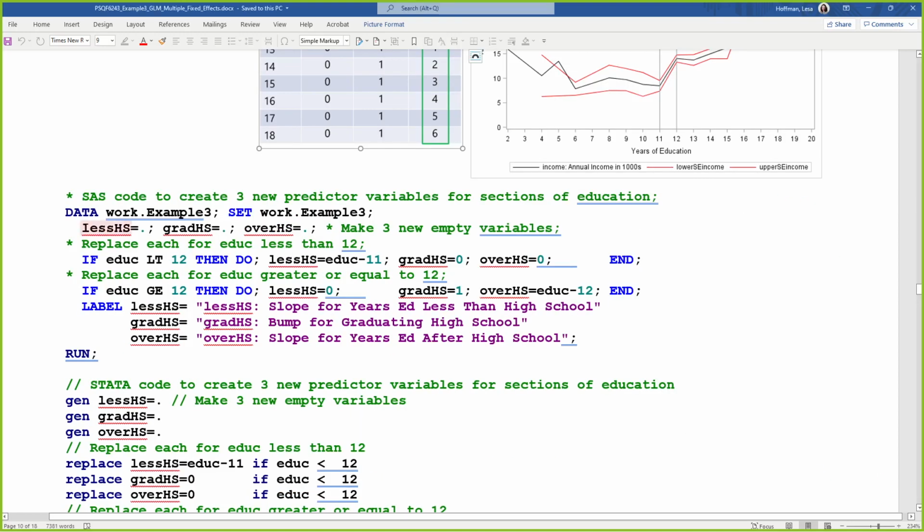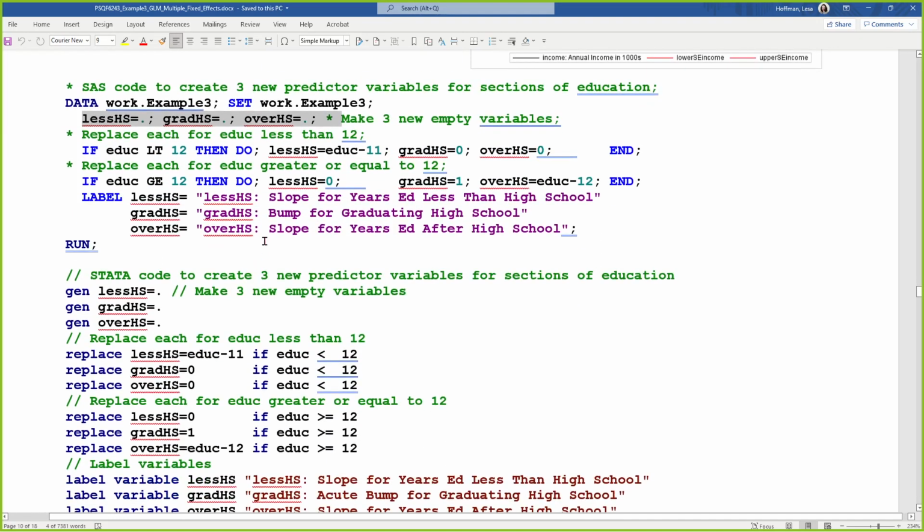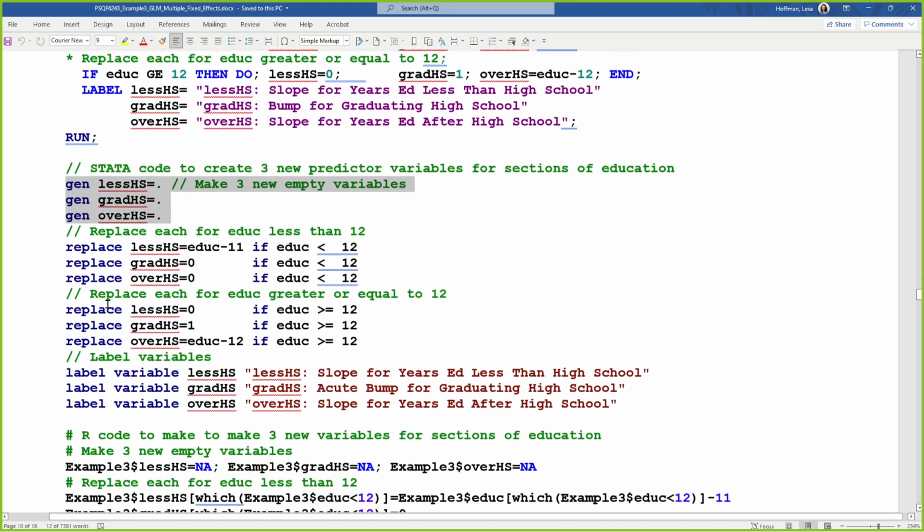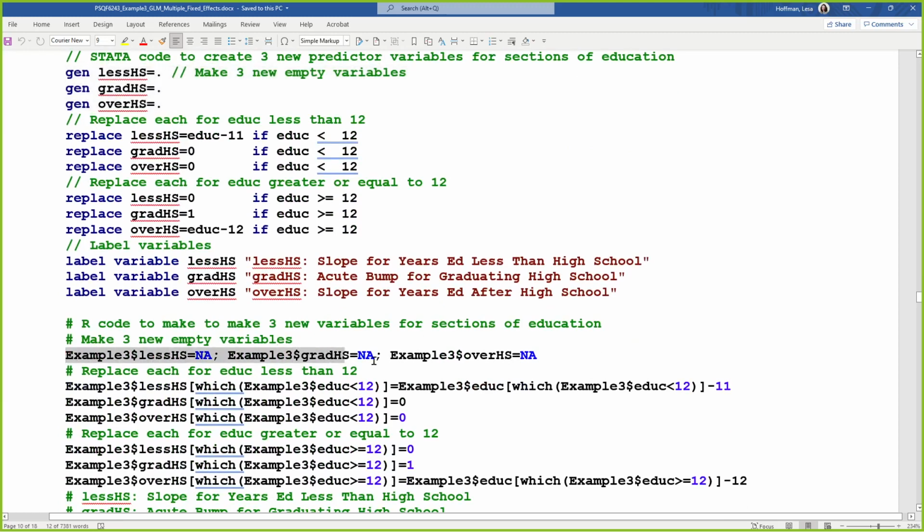Okay. So step 1, make 3 new empty variables. In SAS, it looks like this. New variable name equals dot, which means missing, and then a semicolon. So this is like 3 separate statements on one line of code. In Stata, it looks pretty much the same except for the word gen in front, since the command is generate. It's the analog to compute in SPSS syntax. And in R, the missing data is the letters NA instead of a dot. But it's the same with the semicolon because I have multiple commands on one line.